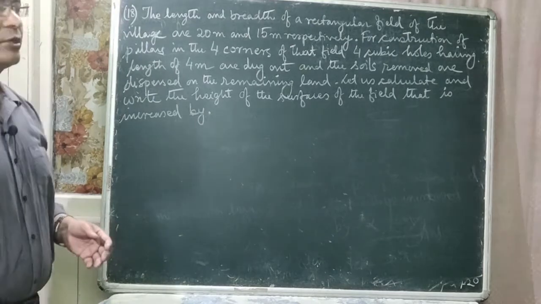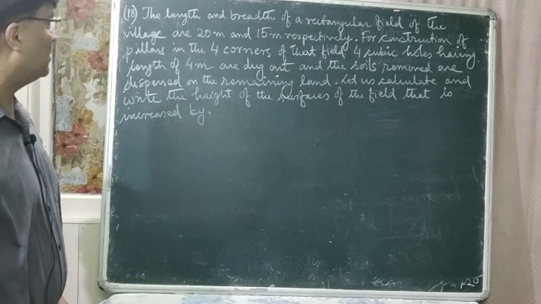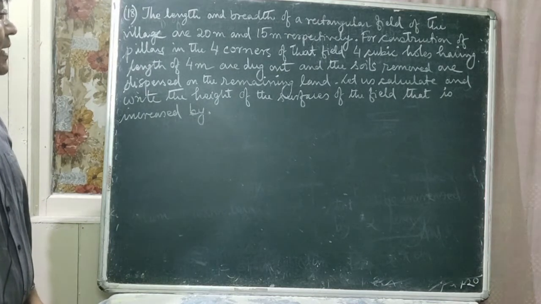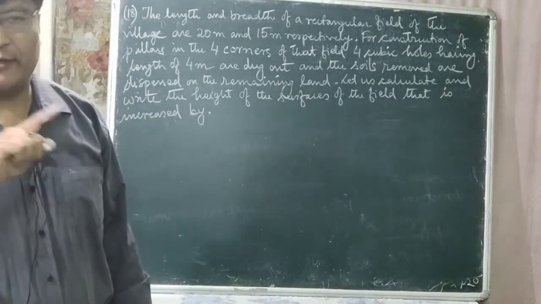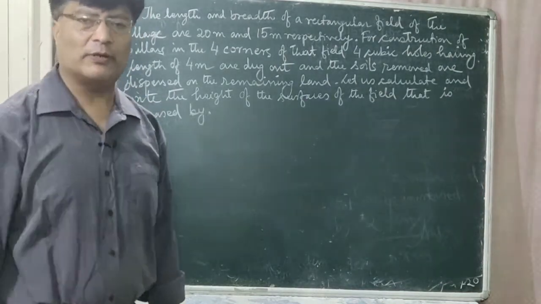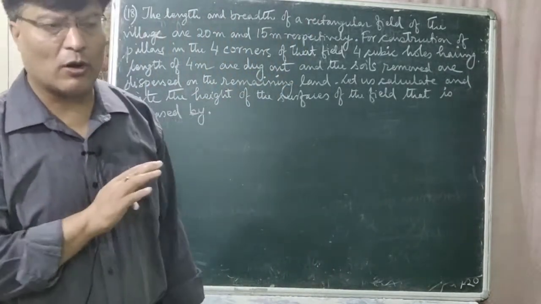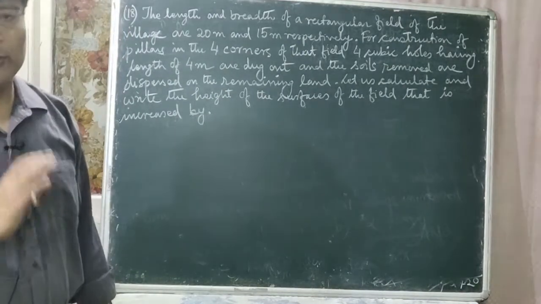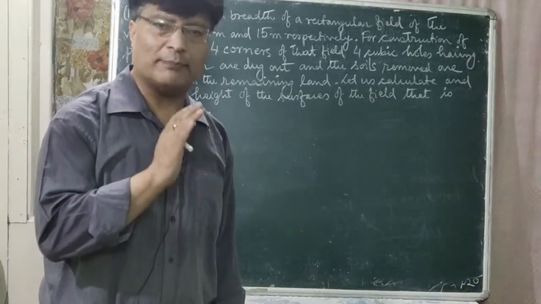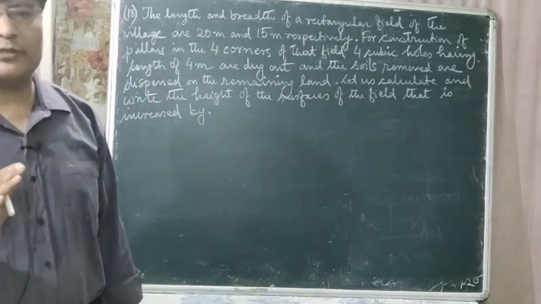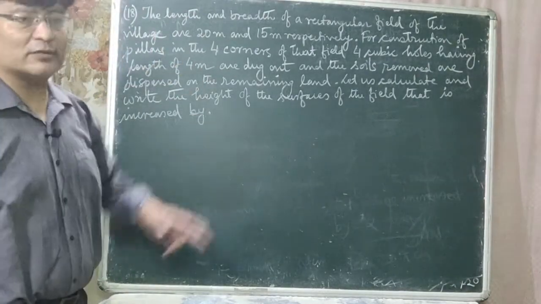Now we'll do question number 18. The question is: the length and breadth of a rectangular field of the village are 20 meter and 15 meter respectively. एउटा rectangular shape को एउटा field छ। Rectangle भनेको यहाँ छ a figure bounded by 4 sides whose opposite sides are equal and parallel, but all sides are not equal. This is a rectangle. So the field is of rectangular shape.